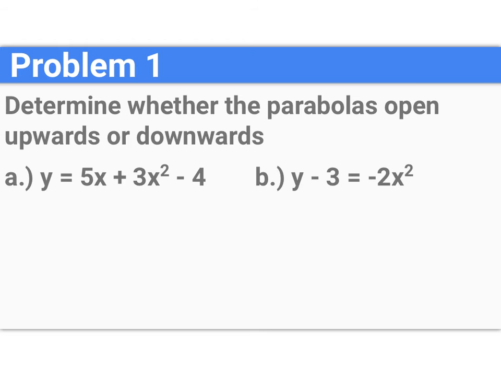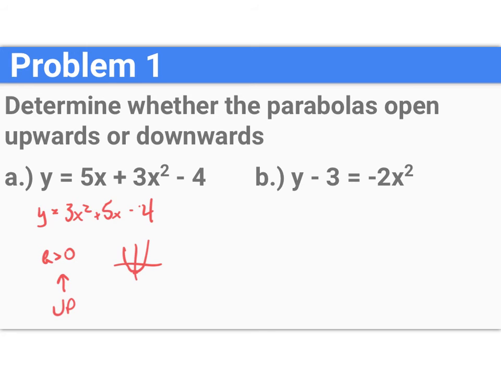Okay, so the first thing we have to do when looking at these is write them in proper order. It's 3x squared plus 5x minus 4. Let's see, a is greater than 0, so it opens up. And our parabola will look something like this. At -4, it will look something like that.